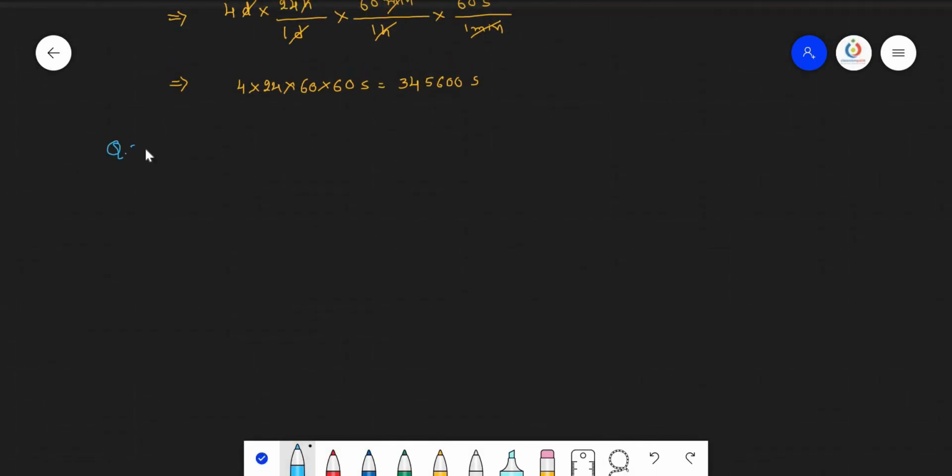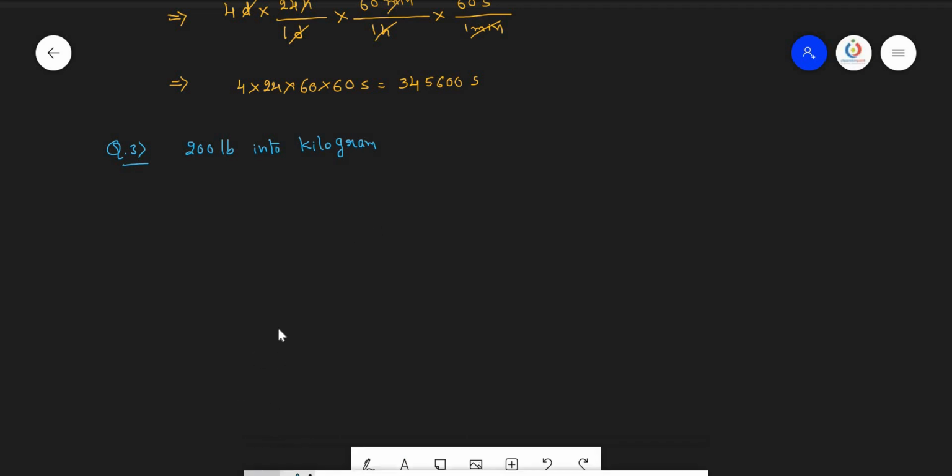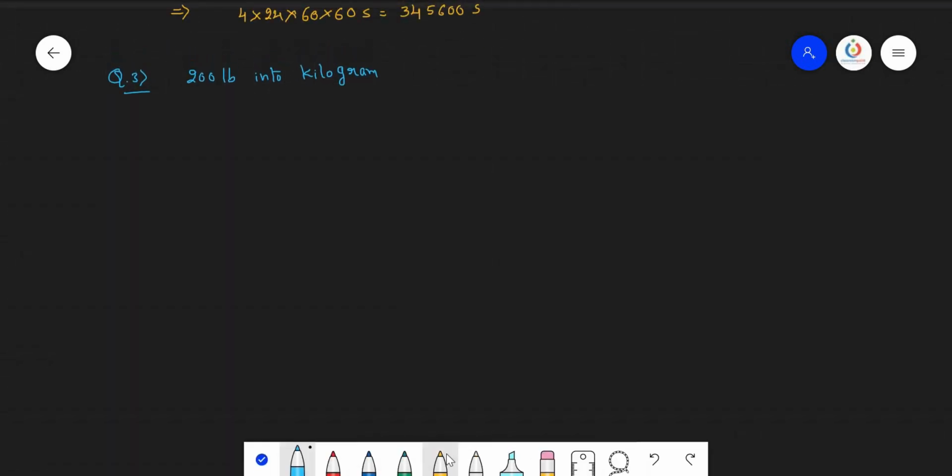Question number 3. So, in this question number 3, let us try to see how to convert 200 pounds into kilograms. I had already given some relations earlier. So, now let us try to solve this question. Solution for this.